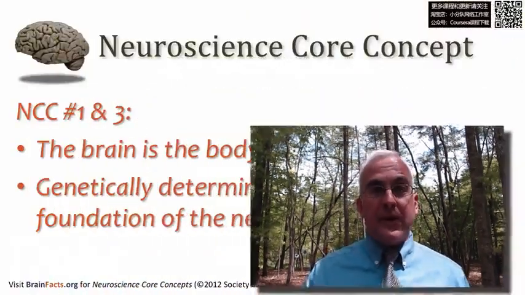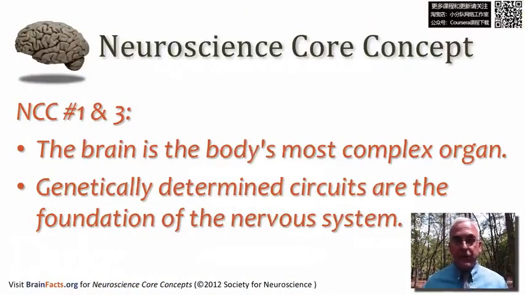So this topic pertains to two of our core concepts in the field of neuroscience. Once again, the brain is the body's most complex organ. And secondly, what we encounter again is a discussion of circuitry. That circuitry is largely genetically determined, and it provides the foundation for function in the nervous system. And for this tutorial, the function of interest is how we can manage to keep our eyes focused on a visual target of interest, or, as the case may be, how we might switch our focus to some new target.